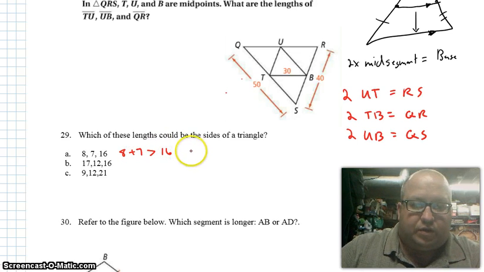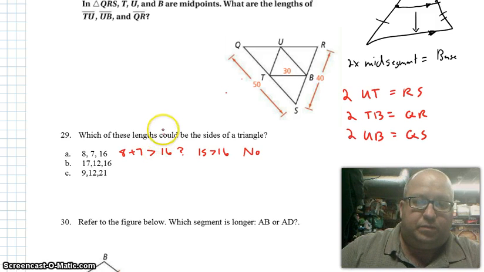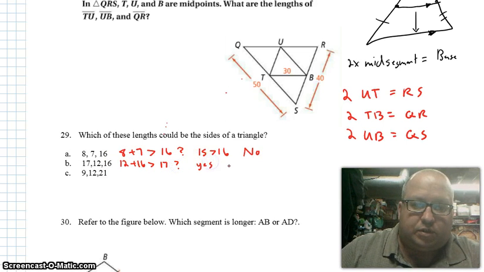8 plus 7 greater than 16, and that's a question we're asking. Is 15 greater than 16? No, and we really don't need to check the other 2, because once you have one set that does not work, the other sets don't matter. So this one, again, we only really need to check the smallest one. 12 plus 16, is that greater than 17? Well, clearly, yes, it's a lot more than 17, so that can make a triangle.